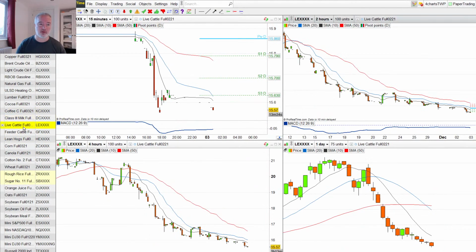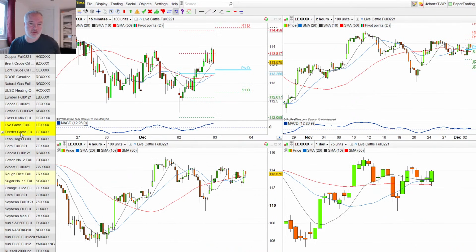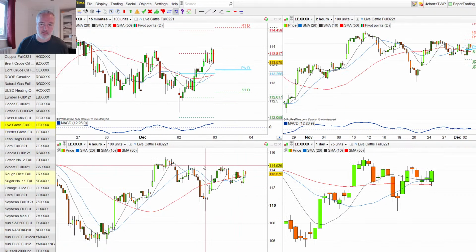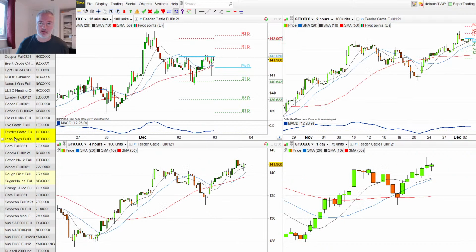Milk, nope, too thin. Live cattle looks bullish, but nothing intraday that I could see unless you consider this a flat level breakout over here. Could be that. Feeder cattle looks bullish, looks good. Nice little candles over here and over here. It's got to get above the daily pivots. I think it's battling with that, but looks good. That 4 hour looks nice.